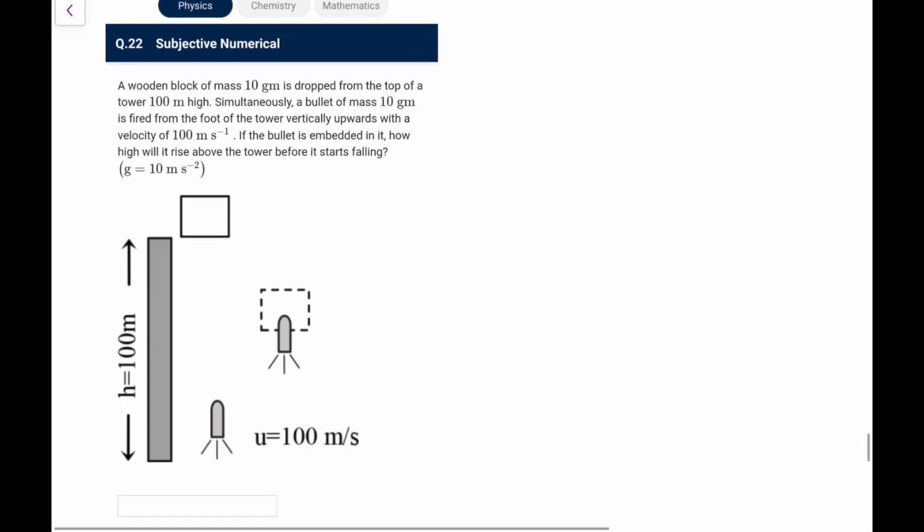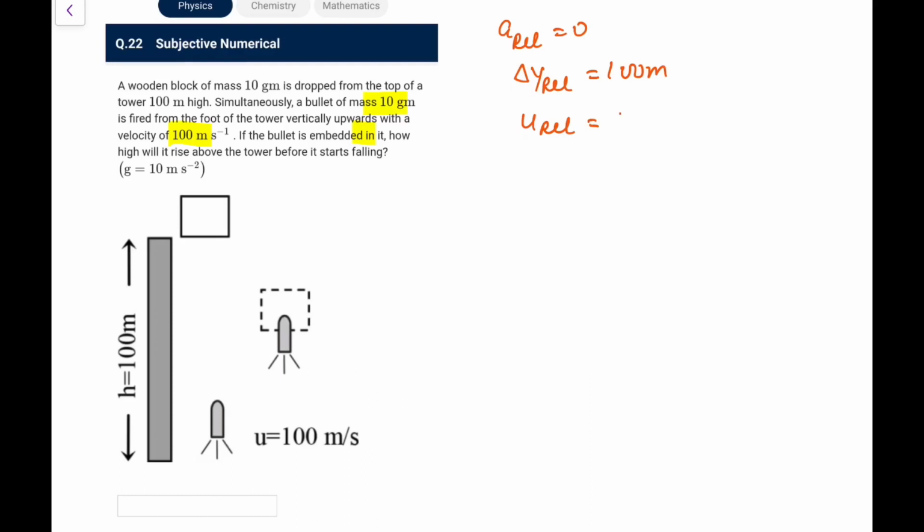A wooden block of 10 gram is dropped from the top of a tower 100 meter high. Simultaneously, a bullet of mass 10 gram is fired from the foot of the tower vertically upwards with this velocity. If the bullet is embedded in it, how high will it rise above the tower before it starts falling? So first of all, where they are going to meet. For the relative motion, the relative acceleration is 0, and the relative distance they have to cover is 100 meter, and the initial relative velocity is 100 meter per second. So you can make out they will meet each other at t equals 1 second for sure.